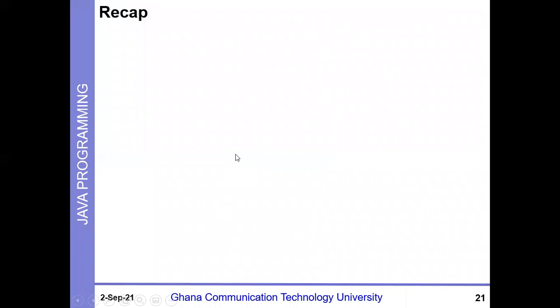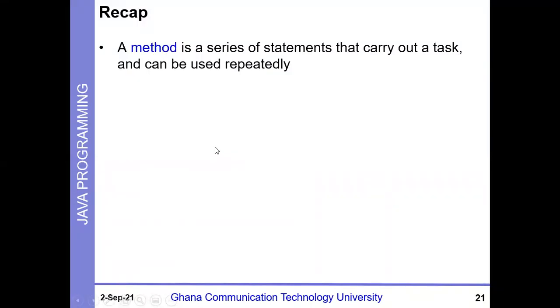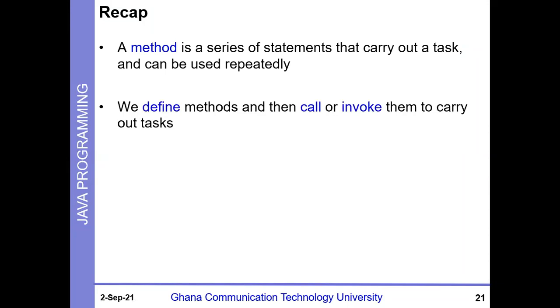Okay, so let's recap what we have been doing this evening. We started by saying that a method is a series of statements that carry out a task and can be used repeatedly. In Java, we don't say function, we say methods. We define methods and then we call them to carry out the task.